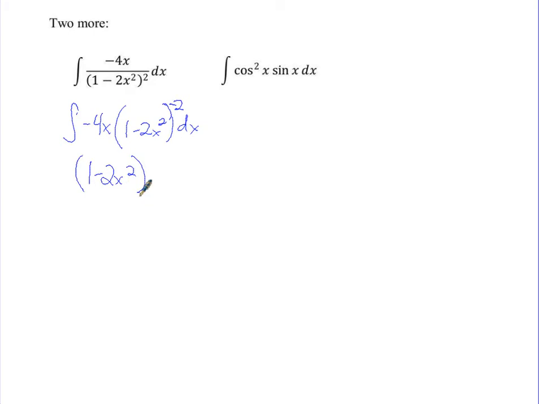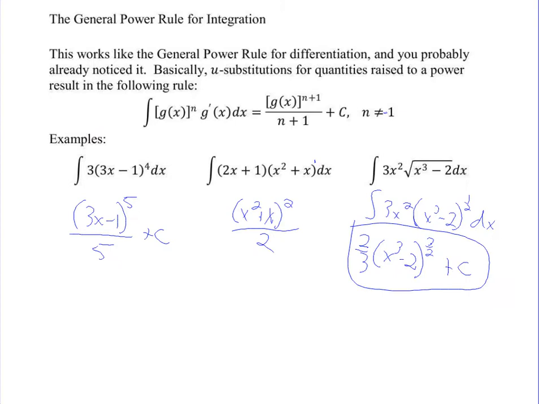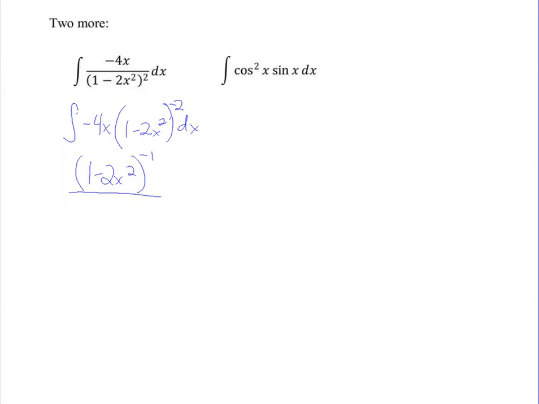We add 1 when we integrate, right? So it's to the negative 1. Remember, the original n can't be negative 1, that would be the case where we'd have a different rule. We don't have that. We have a negative 2 here. That's fine. So it's going to be negative 1 on the bottom.